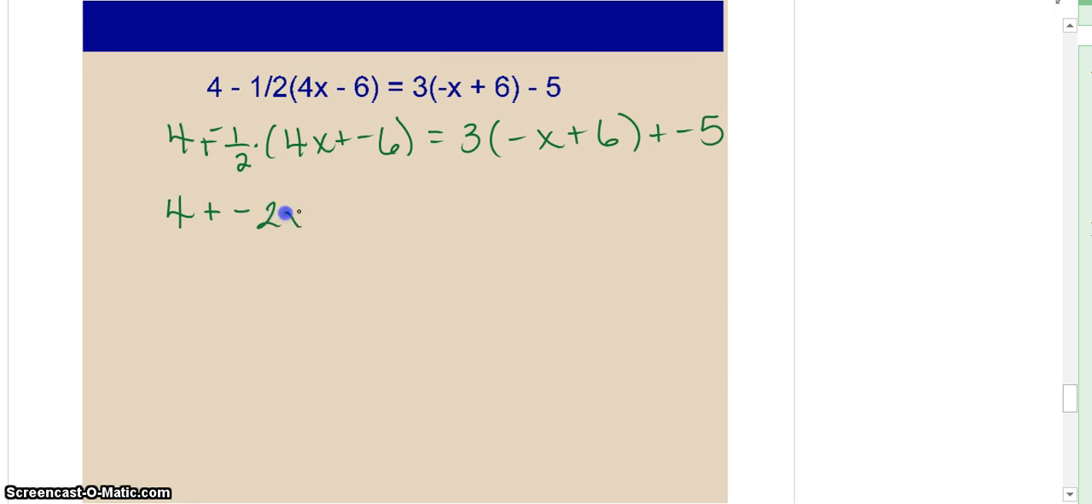So we end up with negative 2x here. And then 1/2 of 6 is 3, and that's going to be positive. On the other side, again, we cannot add the negative 5 until we deal with the multiplication piece here. So whenever you're simplifying, you do have to use your order of operations. So we're dealing with our multiplication first, which in this case is the distributive property. 3 times negative x is negative 3x plus 3 times 6 is 18, and then we bring down our plus negative 5. Now we're going to add our like terms on both sides.